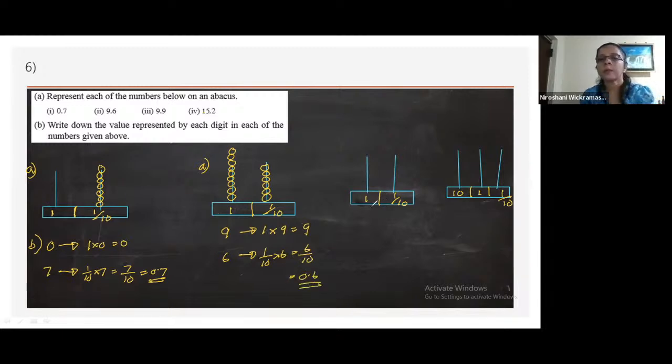Now look at this one. 9.9. Here 1, 2, 3, 4, 5, 6, 7, 8, 9. Right? Here 9, here 9. The ones place you can see, 1 times 9. Here the 1/10 place you can see, 1 over 10 into 9, 9 over 10.